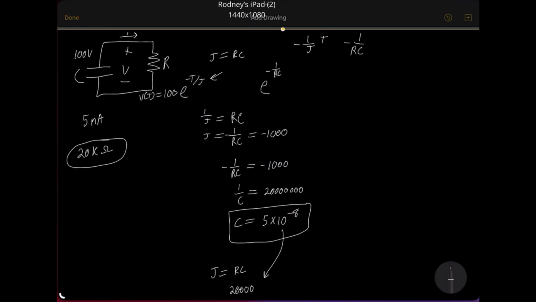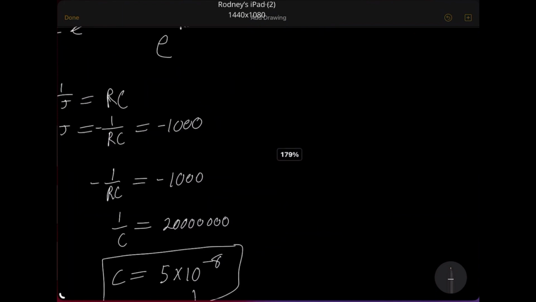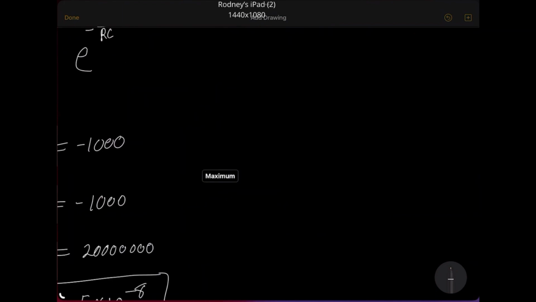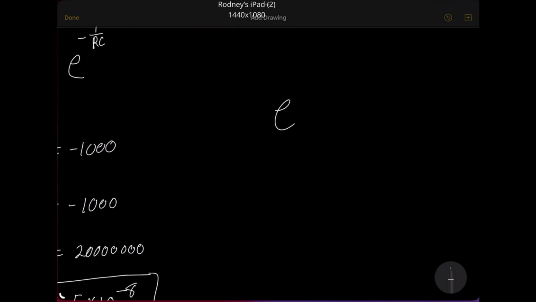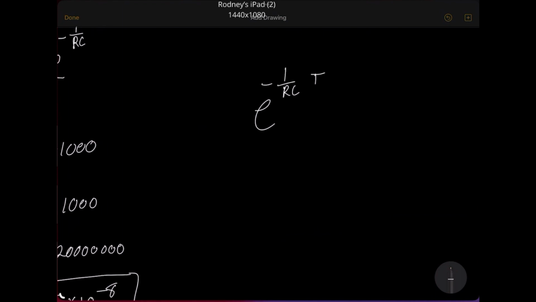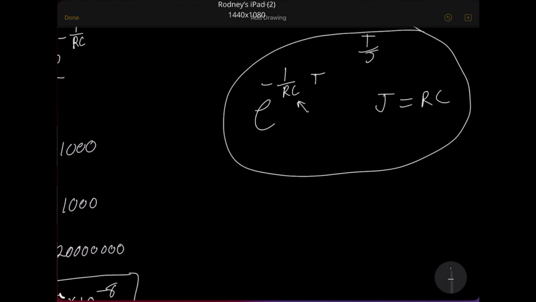It's kind of weird how they use tau. If you were to write this as such, that's what this function is, times t, and they just let RC equal tau, and then it just becomes t divided by tau. That's what they do. So yeah, that sums that all up, and that's it. That's all the questions done.